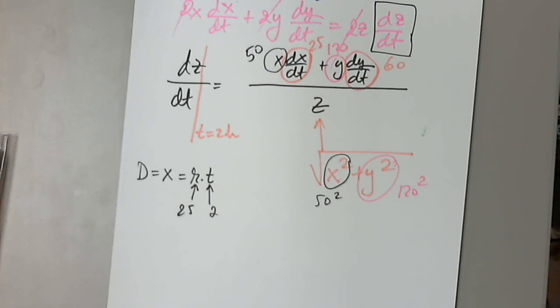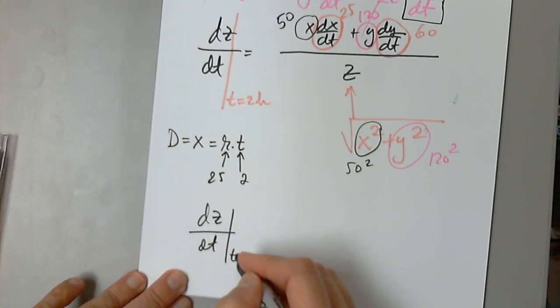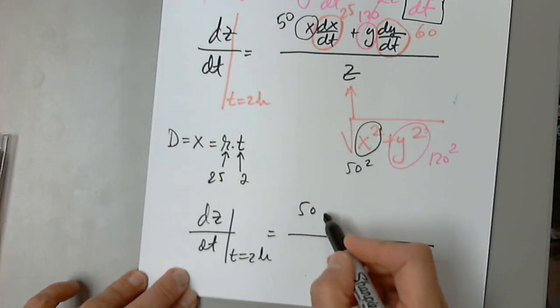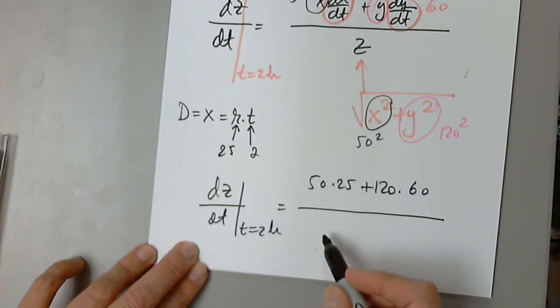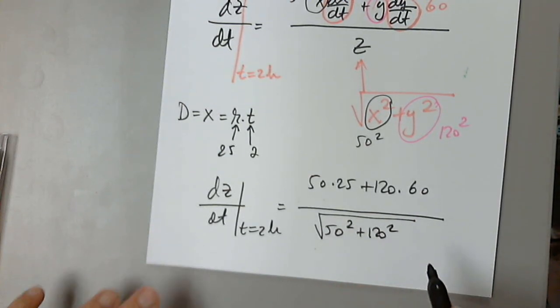I know this looks confusing, so let me write it one more time. So dz over dt when t equals 2 hours is 50 times 25 plus 120 times 60, everything divided by the square root of 50 squared plus 120 squared. And this is what we're going to put in the graphing calculator.